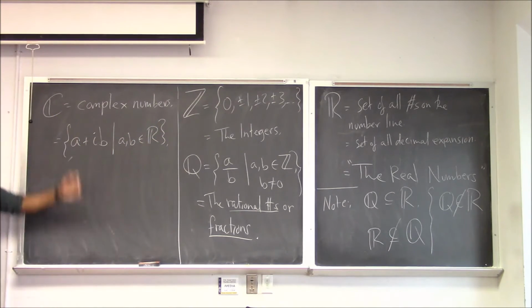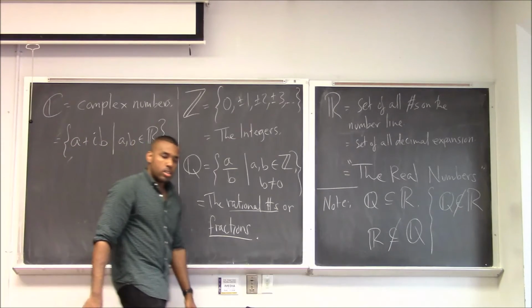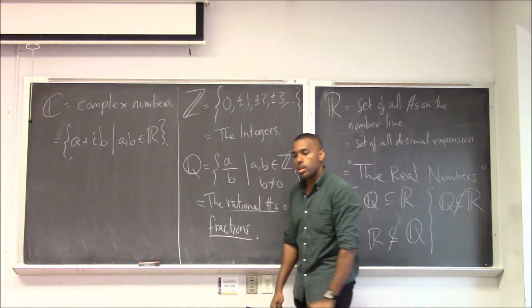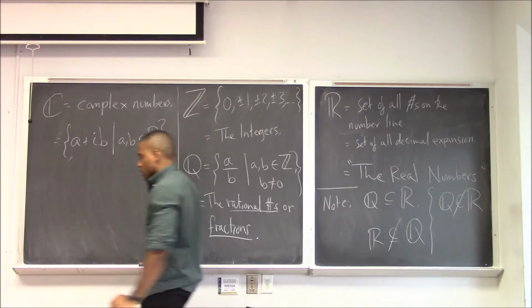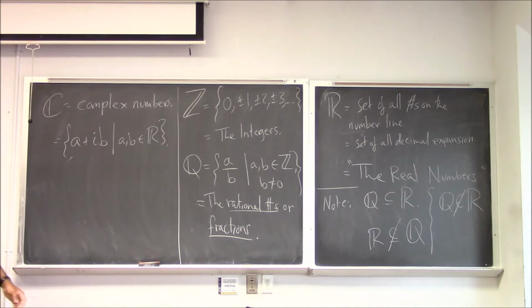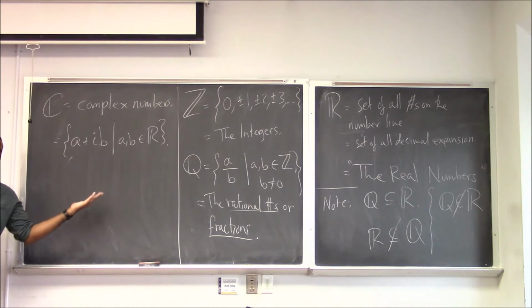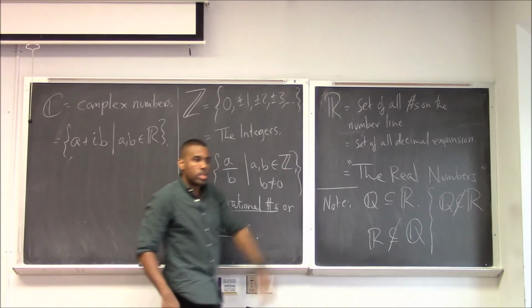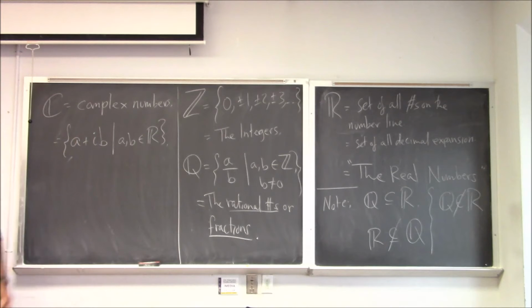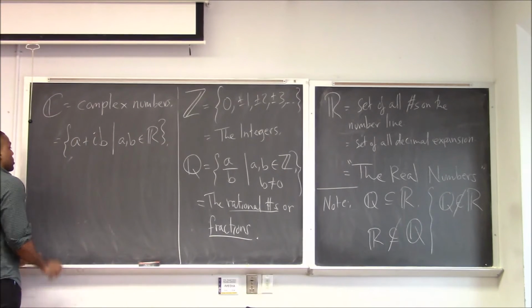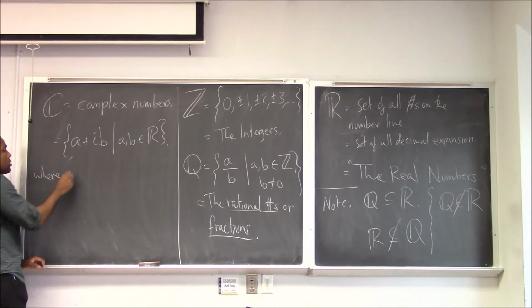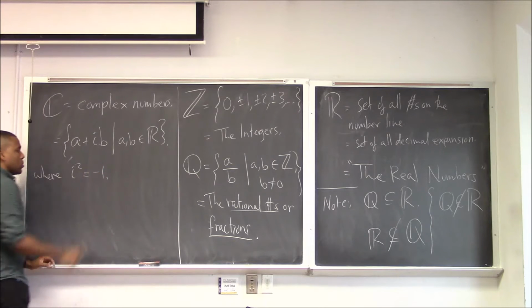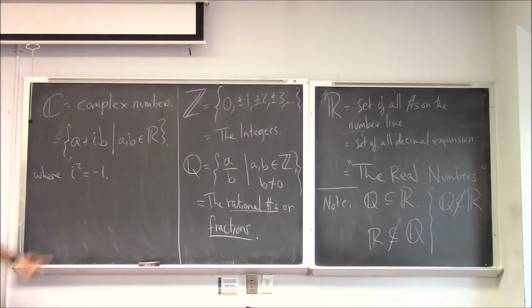And with this set, in theory, we can find the solution to any polynomial. So I can look at the polynomial x squared plus 1, set that equal to 0. There is no solution in R that solves that equation, but there's a solution in C that solves that equation, where i is just a number we invented, called the imaginary number, which when we square it, we get -1.